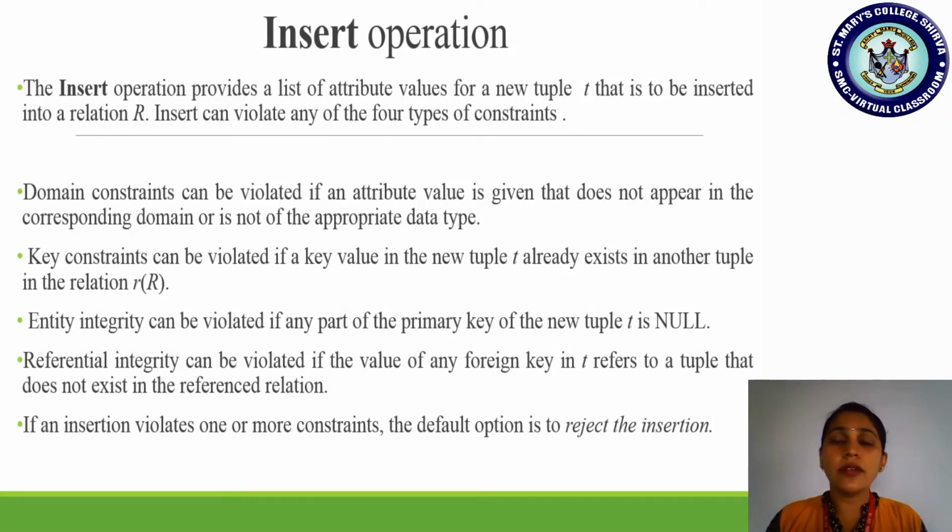Employee SSN is a primary key, so it has to be filled. That column value should be filled. If it is left null, the entity integrity constraint is violated.